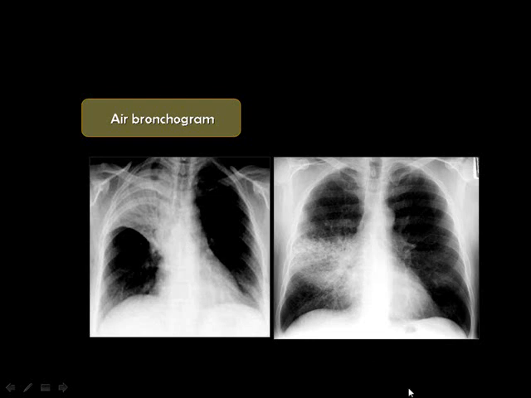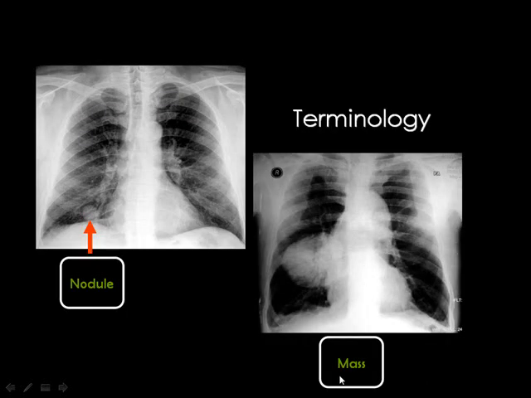Then the mere presence of air bronchogram can tell you three important facts about this lesion. It is pulmonary, it is alveolar, it is consolidation.